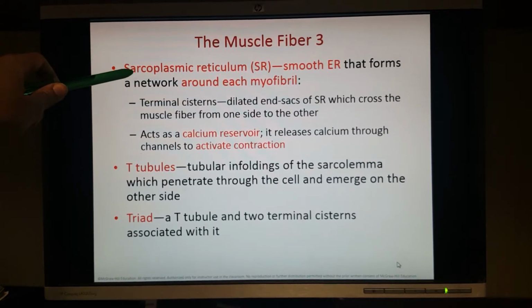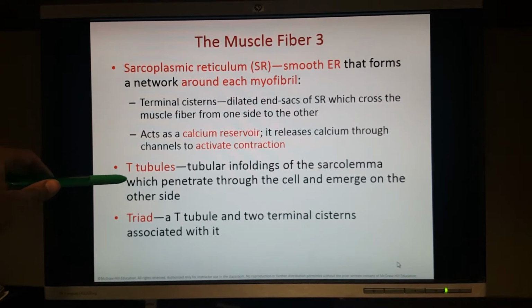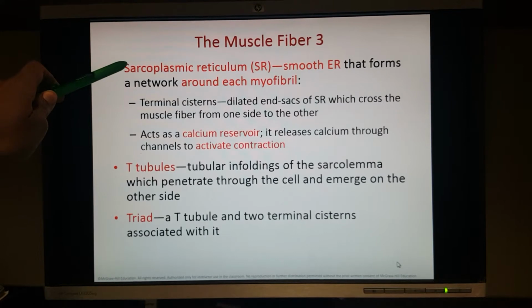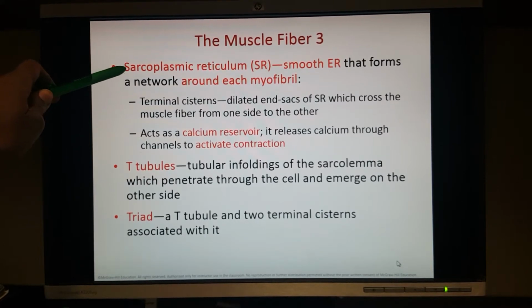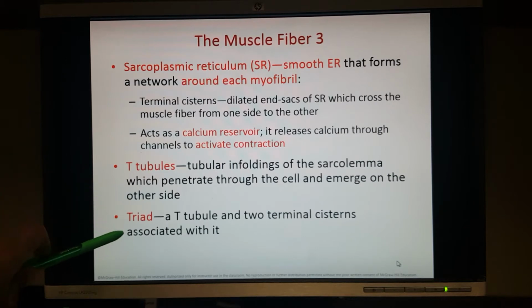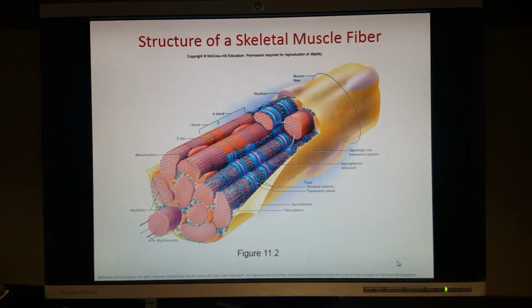Your sarcoplasmic reticulum is on both sides of your T-tubule. So you have a T-tubule in the middle and a terminal cistern of your sarcoplasmic reticulum on the sides of that, so there's three parts. They make up the triad: the T-tubule and the two terminal cisterns associated with it. So here's a picture of everything.